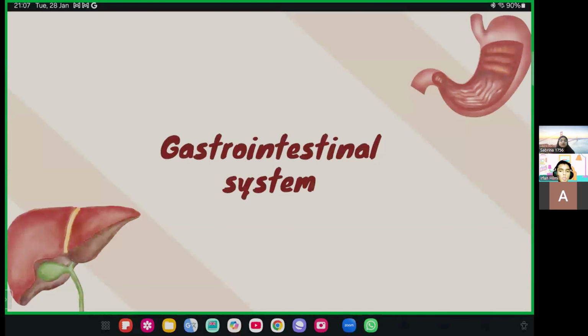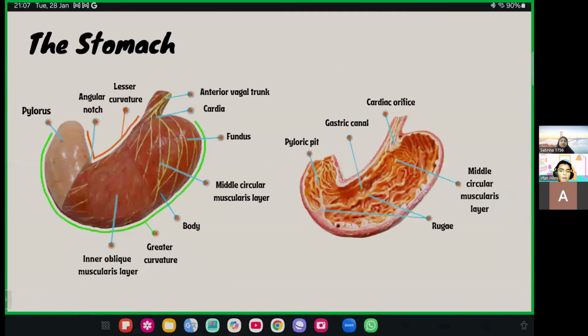I will talk about the two key organs in our digestive system. First, I will talk about the stomach. The stomach plays a vital role in digestion. At the top, in the left model, we have the cardia, the entry point where food passes from the esophagus into the stomach. It prevents acid reflux.